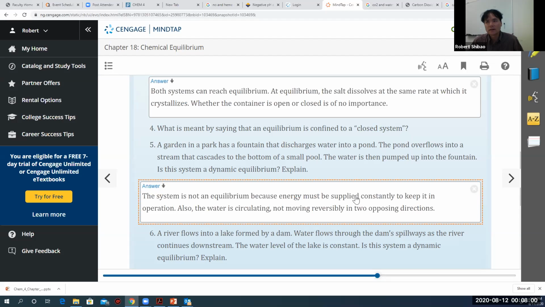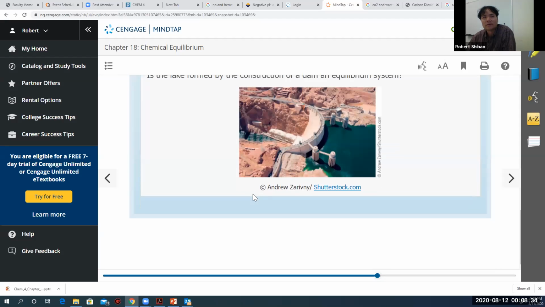Okay, well, I guess they're saying this is not an equilibrium because energy must be supplied to keep it in operation. Also, the water is circulating, not moving reversibly. Well, energy is involved in all chemical reactions. But I see what they're saying. They're describing a reversible process, but a reversible reaction does not necessarily have the same mechanism. So this is too simplistic of an answer, I think.